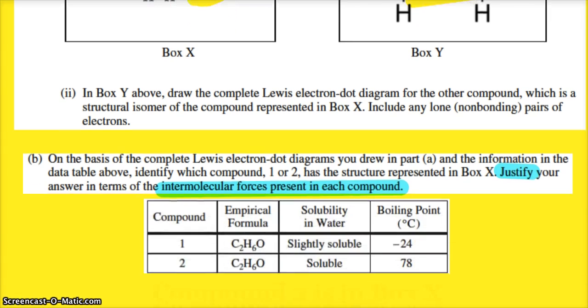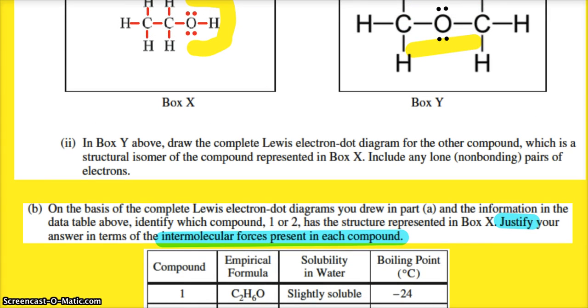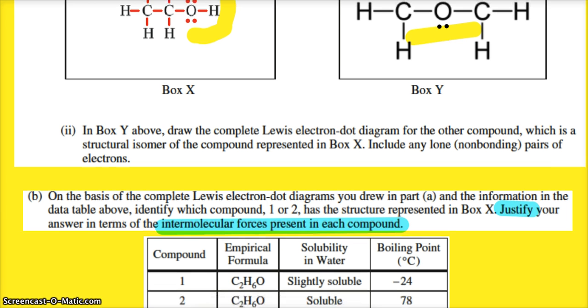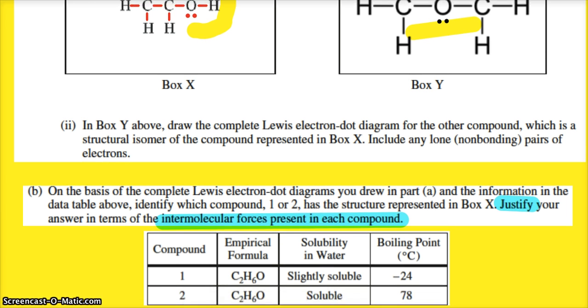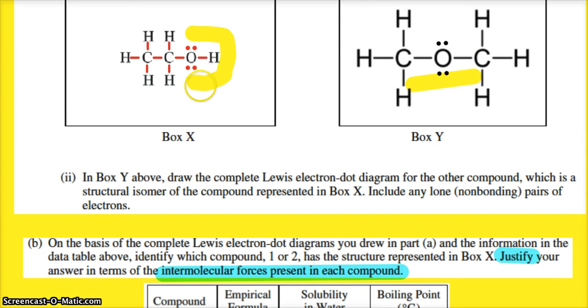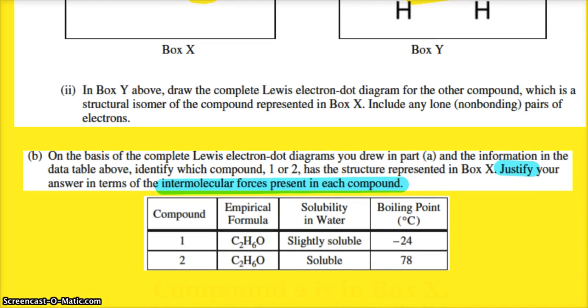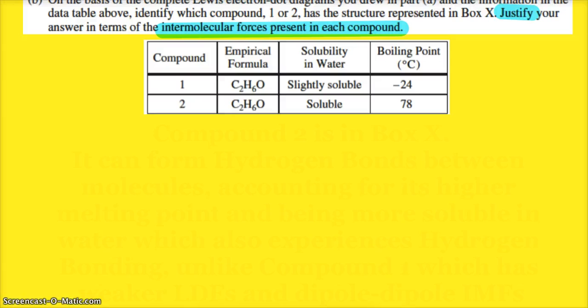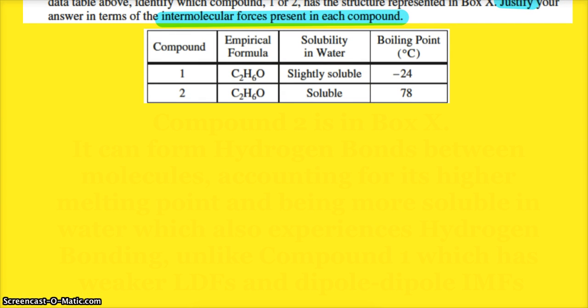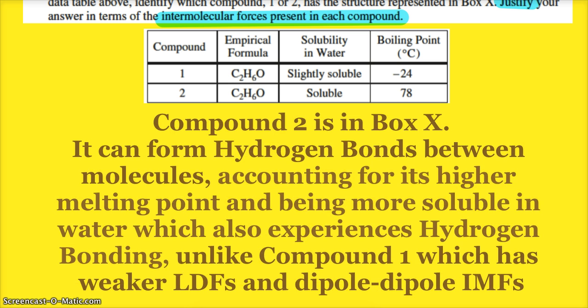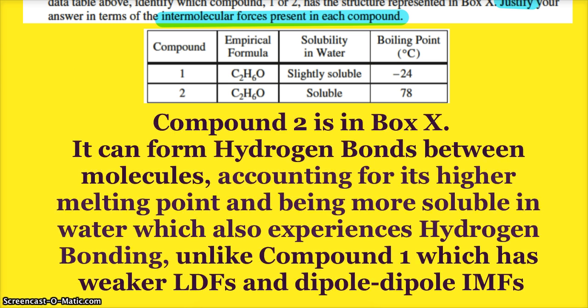And so now it says, on the basis of the complete diagrams we drew and the information in the data table, which I brought down here, which compound, 1 or 2, has the structure represented in box X? And again, box X shows us hydrogen bonding. Justify our answer in terms of intermolecular forces present in each compound. So I got to mention both compounds. So box X is going to be compound 2 because it's soluble in water and has the higher boiling point. So compound 2 is in box X.